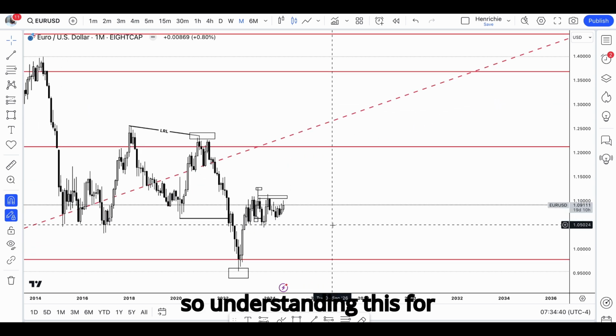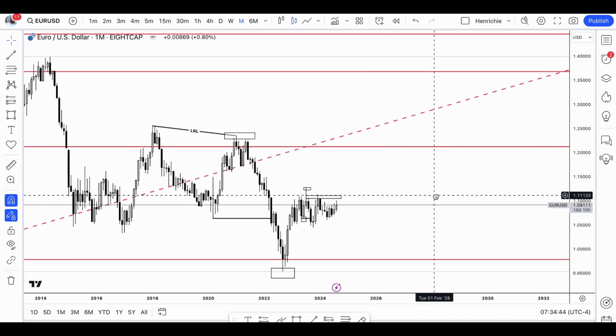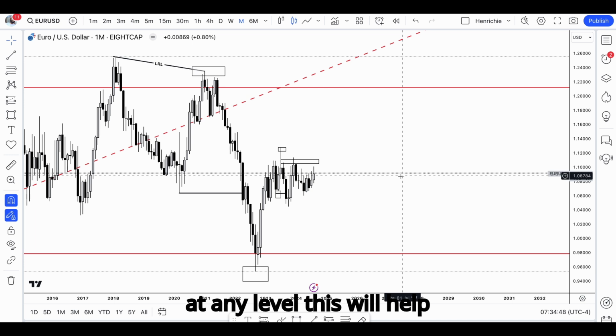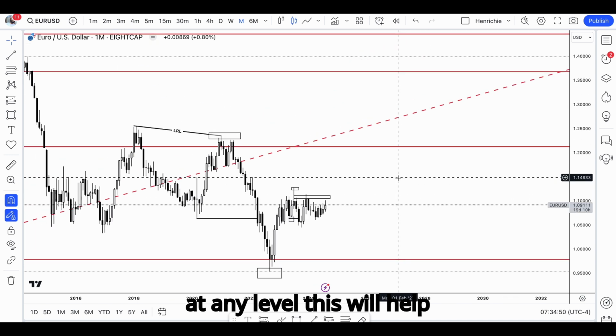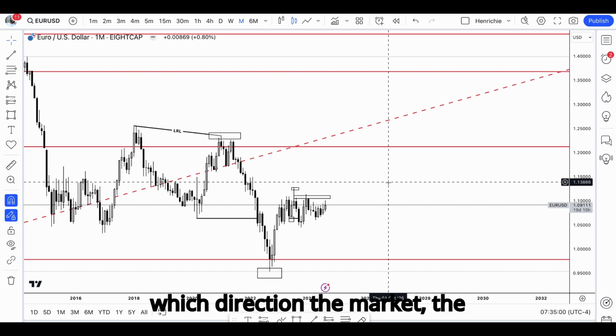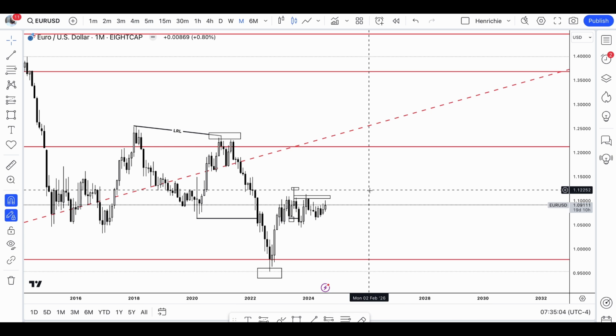So understanding this, for starters, is going to be a game changer for any trader at any level. This will help you know why you should be focusing on which direction the market, the 6 months, is already telling us to go.